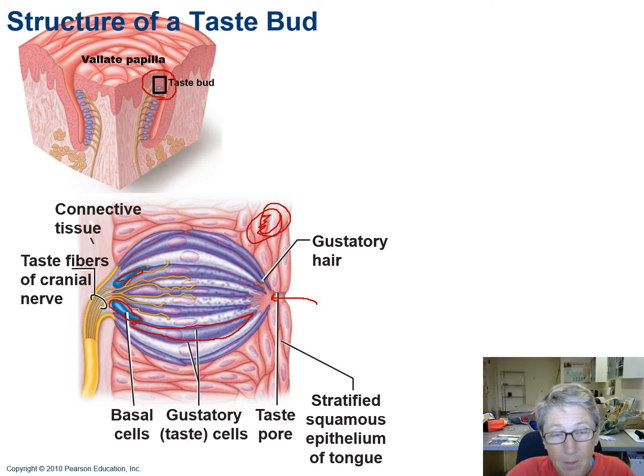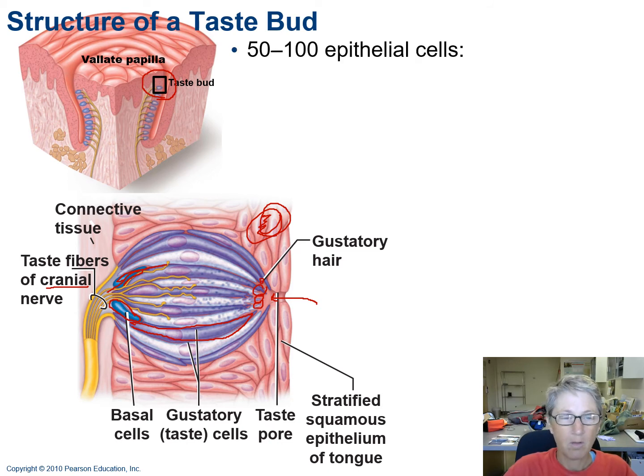And then the gustatory or taste cells have these things called gustatory hairs, and that's where the receptors for the tastant molecules are located. And then the taste fibers of the cranial nerve are wound around the taste or gustatory cells so that they can relay the information about taste to the central nervous system, and you can say, woohoo, I tasted something.